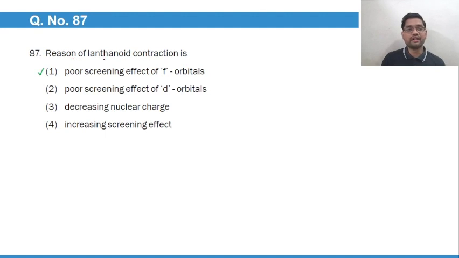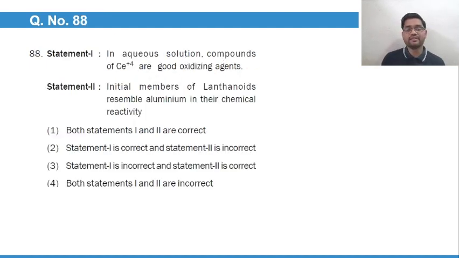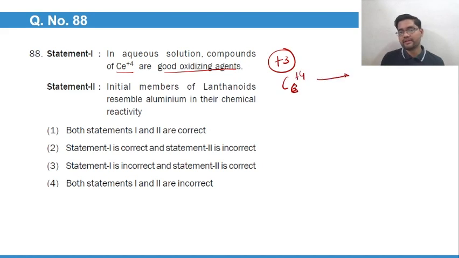Reason for the lanthanoid contraction is poor screening effect of f orbital, true. Statement 1: in the aqueous solution, compounds of Ce plus 4 are good oxidizing agents. We know that lanthanides show the +3 oxidation state. The most stable is the +3 oxidation state, and Ce4+, that is cerium, will take up 1 electron to give you Ce3+. That means it undergoes reduction, and that's why it acts as a good oxidizing agent.